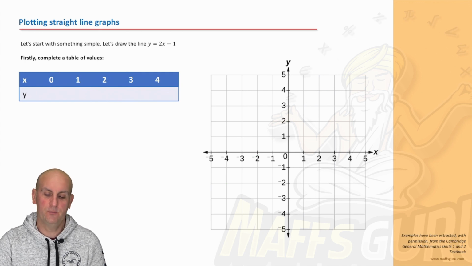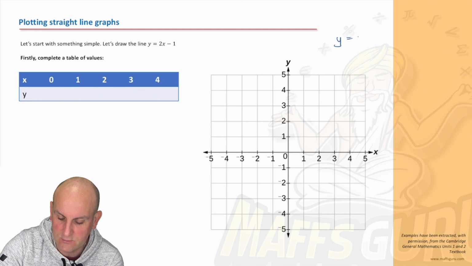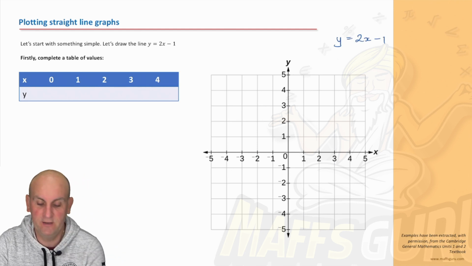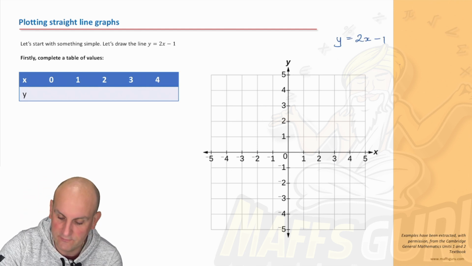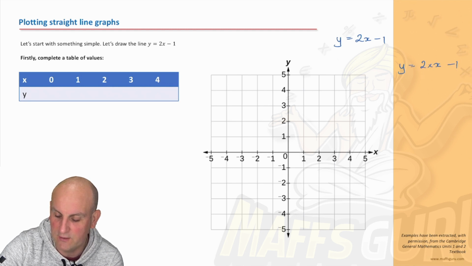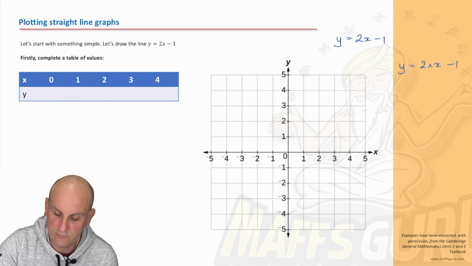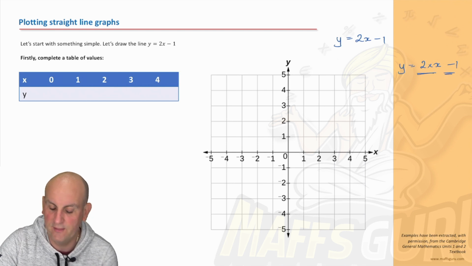Here we go, we've got another one now. So we've got y is equal to, so what is it? Y is equal to 2x minus 1. So let's just check what that means. We're going to take the 2 times x, we're going to double our x value, and then we're going to take away 1. So that's what that says, double my x value, and then take away 1.